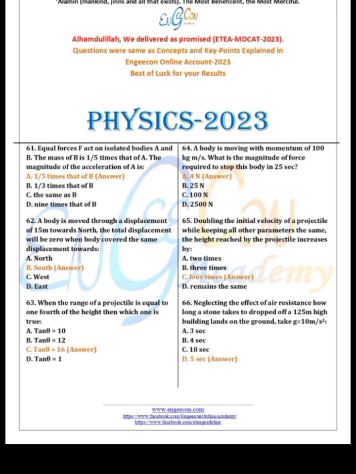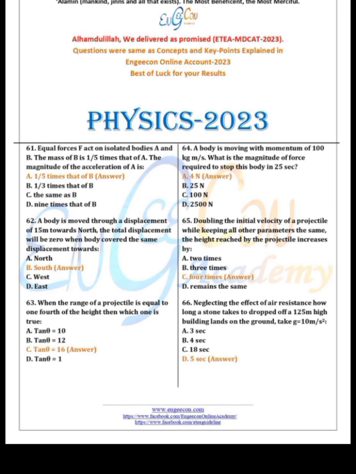63. When the range of a projectile is equal to 1/4 of the height, then which one is true? Correct option is C. Tangent theta is equal to 16. 64. A body is moving with momentum of 100 kg meter per second. What is the magnitude of force required to stop this body in 25 seconds? Correct option is 4 Newton.